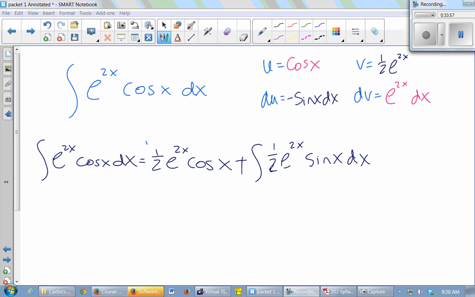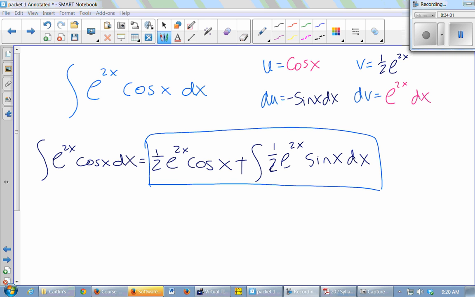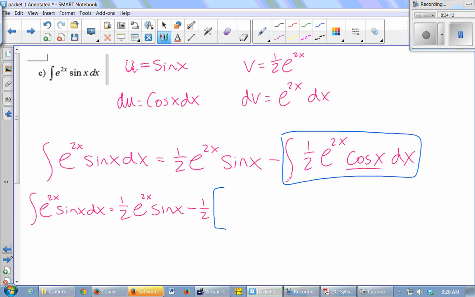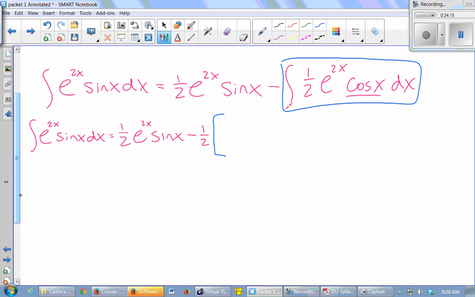Now, this, e to the 2x sine x dx is exactly the integral I'm looking to solve for. So I can't just do that. But I can take what I just put in this blue box and go back to my original problem and replace this blue box with it. That's what it's equal to.